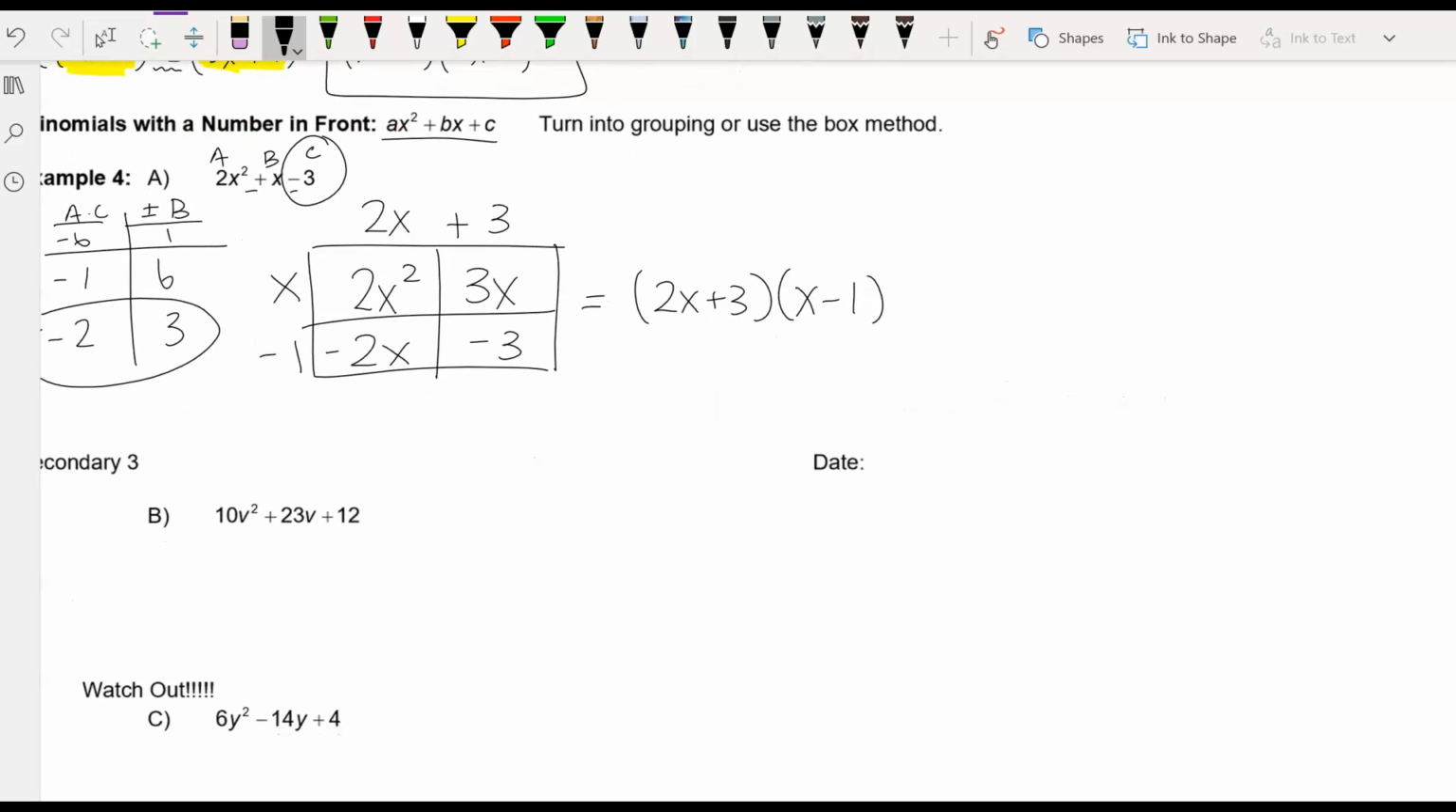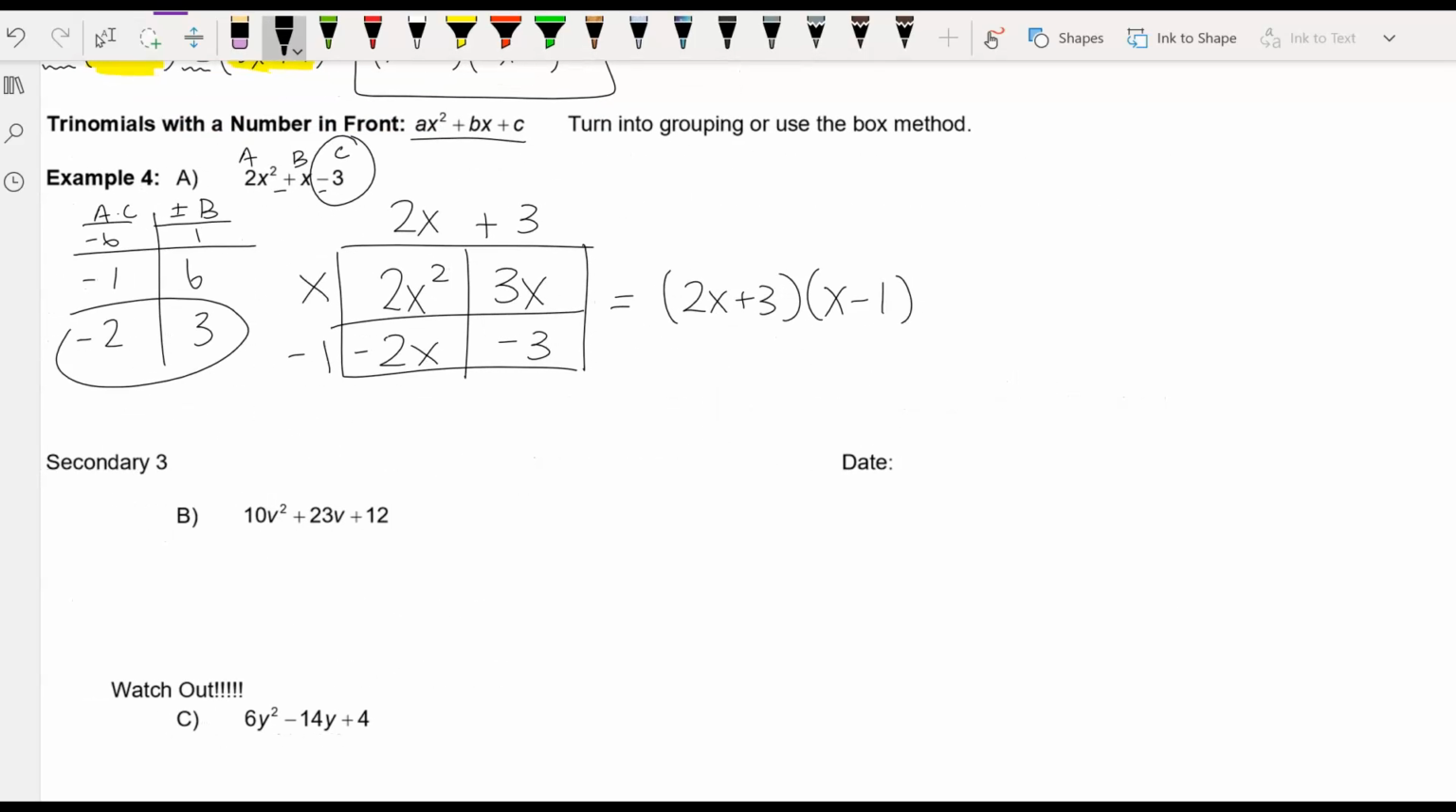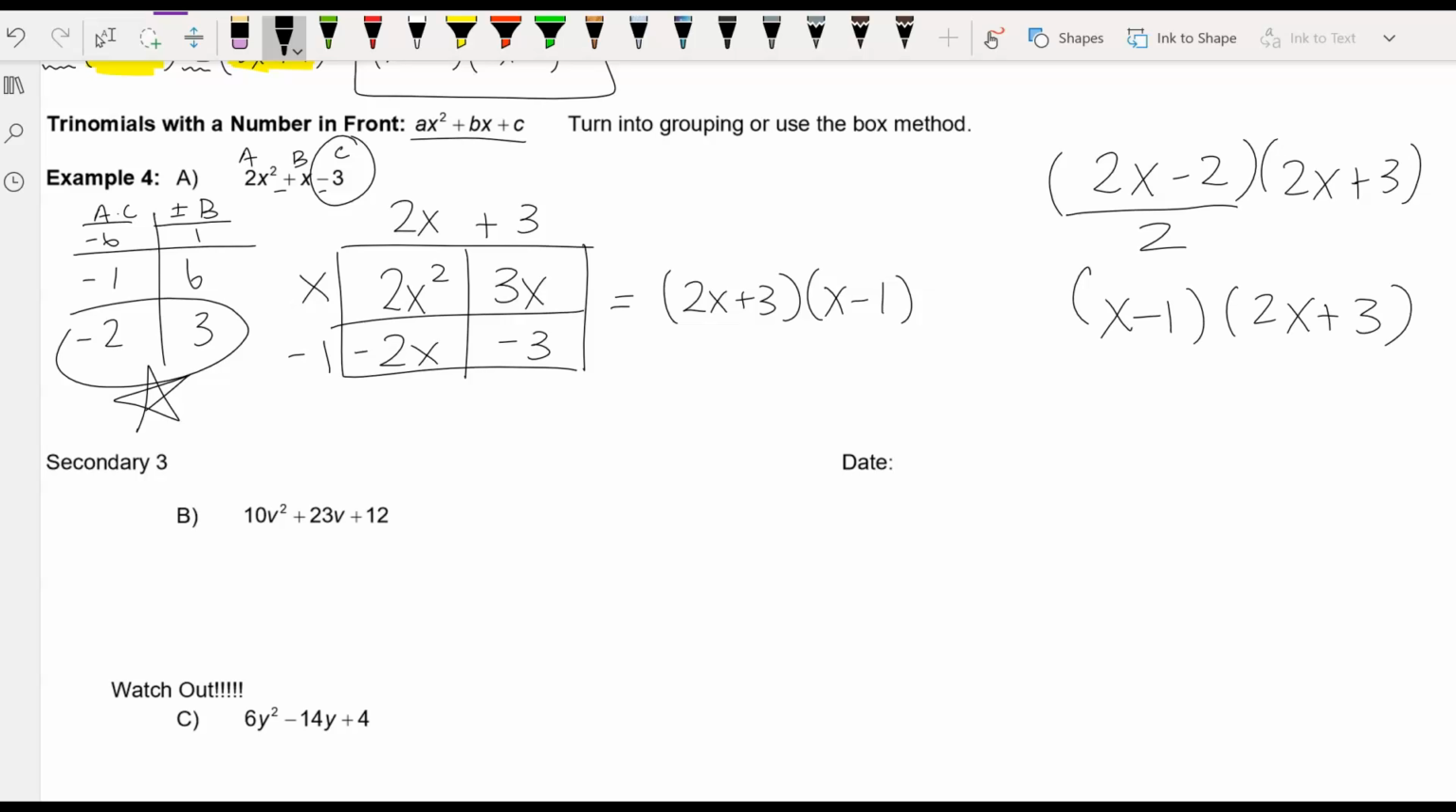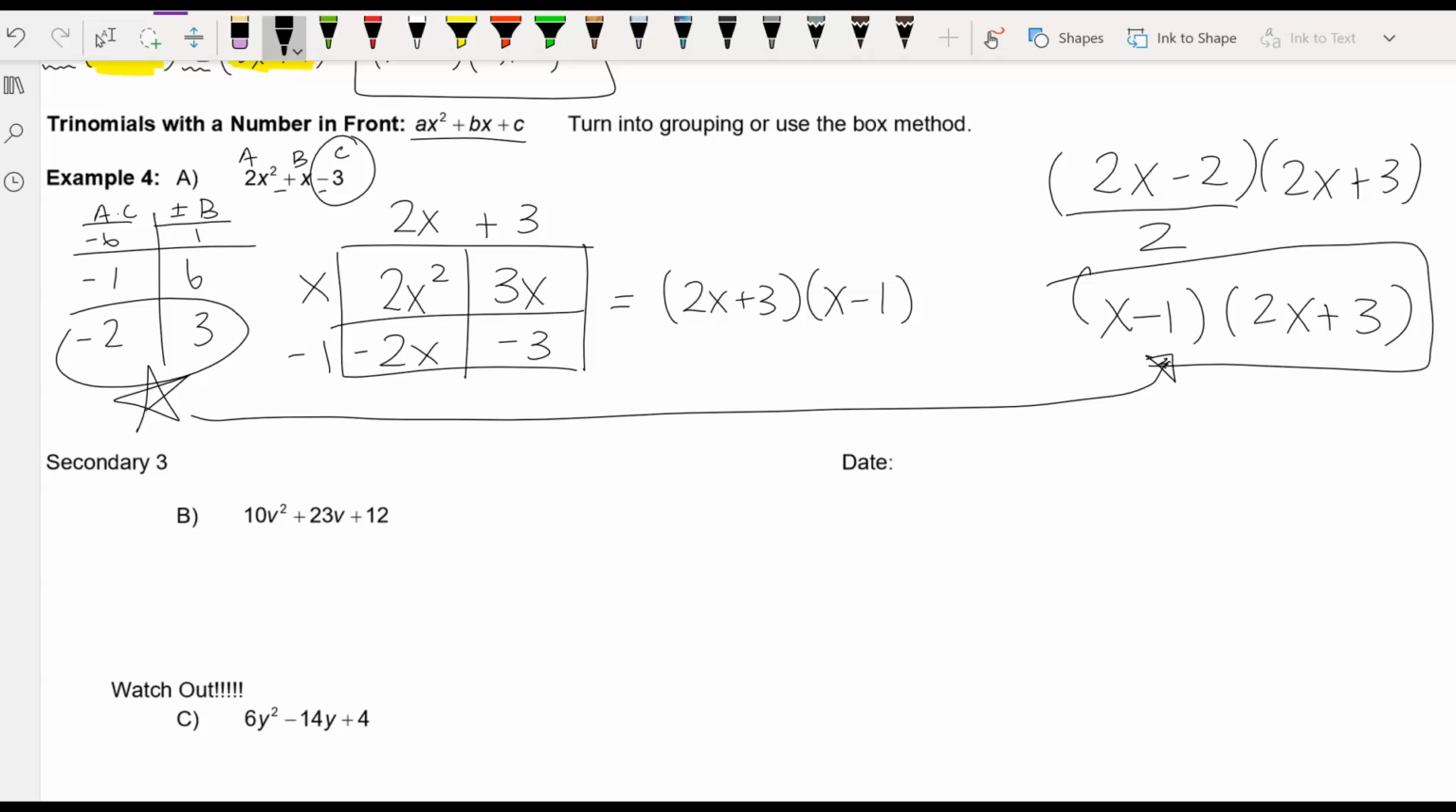Now, if you were doing just the guess and check, you would end up with your 2x minus 2 and 2x plus 3, straight from over here. So you'd have to divide out that 2 that's in common. So you get your x minus 1 and your 2x plus 3. So that's how you go from here to there and how you get rid of that extra 2. So either way, you end up with that same answer.